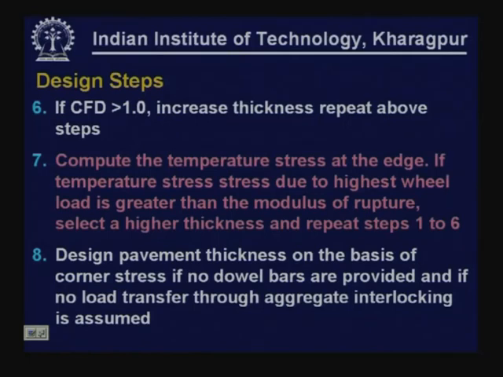Then compute the temperature stress at the edge region. If the temperature stress due to the highest wheel load is greater than the modulus of rupture, select a higher thickness and repeat steps 1 to 6. Design pavement thickness on the basis of corner stress if no dowel bars are provided and if no load transfer through aggregate interlocking is assumed.